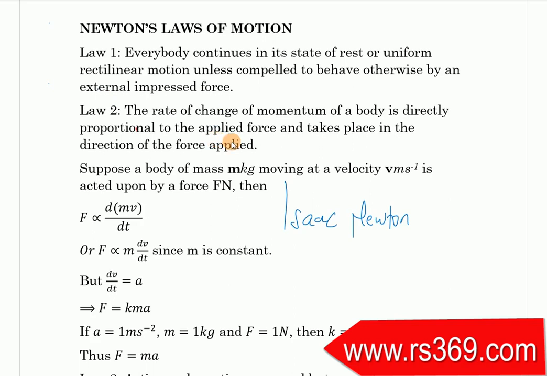There are some terms here: uniform, rectilinear, then impressed. Rectilinear motion is motion in a straight line, and impressed force shall be a resultant force in a particular direction. If there is no resultant force, the body shall always remain the way it is. If it is moving with a constant velocity, it shall continue doing so unless a resultant force in a particular direction is applied on it.